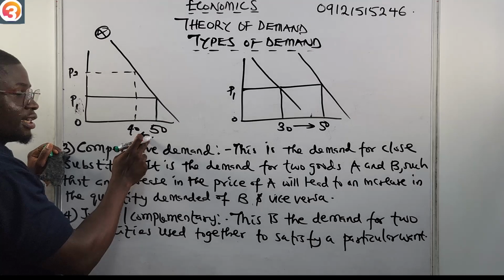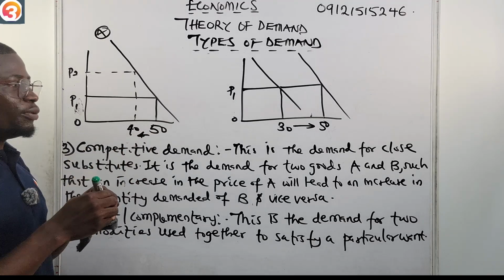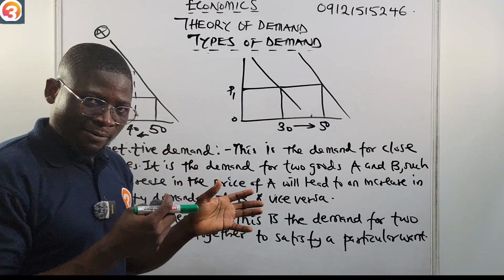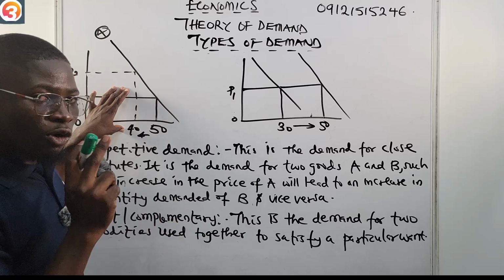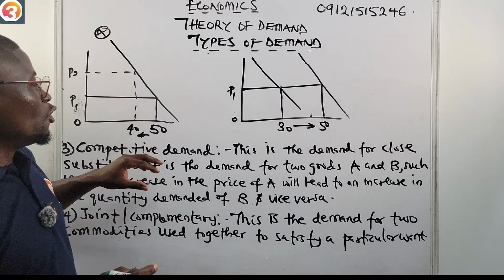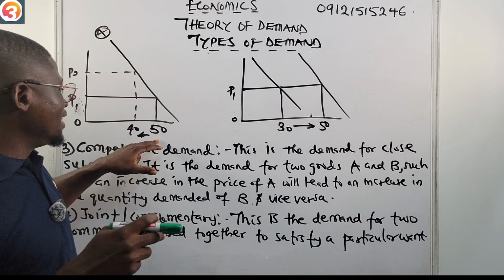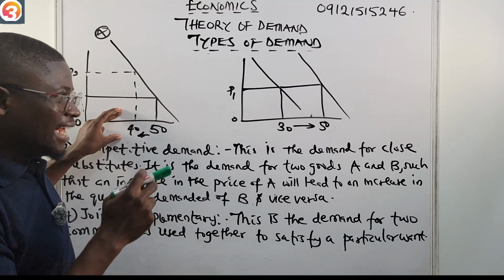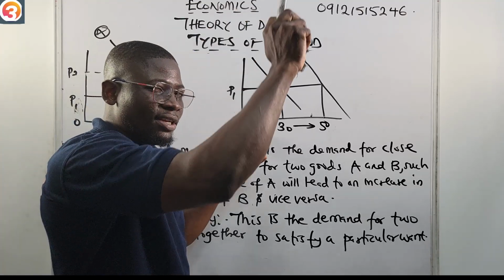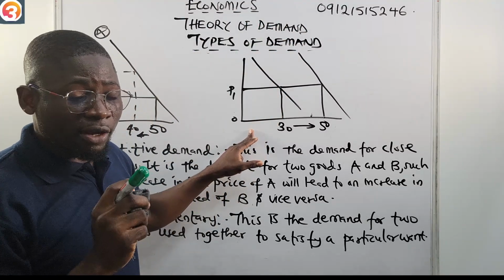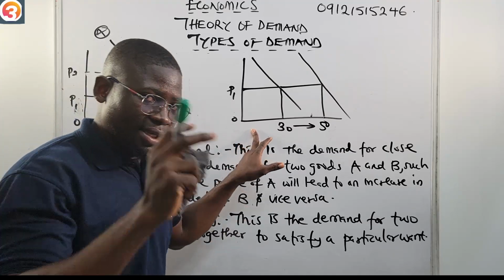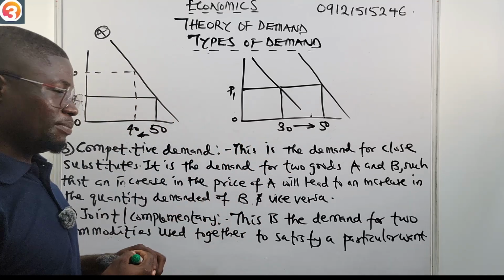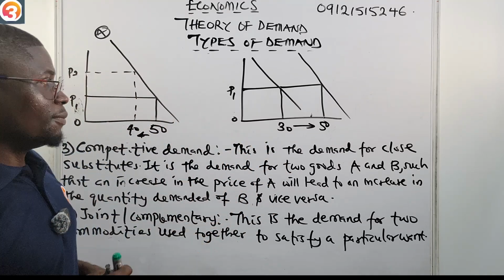Once commodity A increases price, there will be a decrease in the quantity demanded of commodity A, and a corresponding increase in the quantity demanded of commodity B. It's as simple as A, B, C. Please understand. If you have any question, drop it in the comment section.